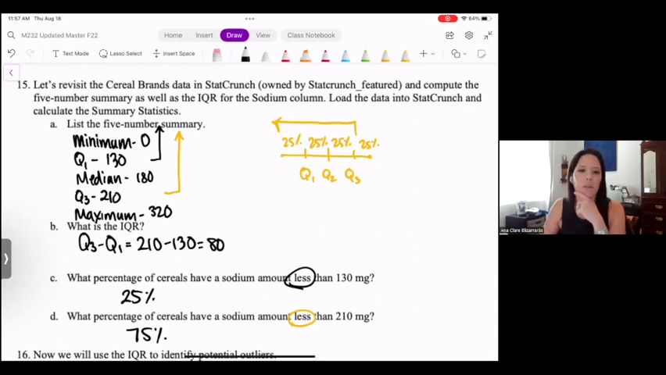Now we're going to identify whether there are any potential outliers or not. What we need to do is use the interquartile range with our quartiles to determine what our fences are. And if we have any values above or below our fence, then we know that there is at least one outlier.